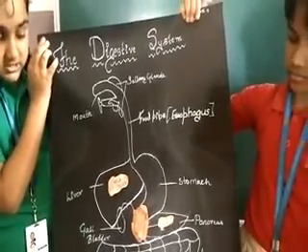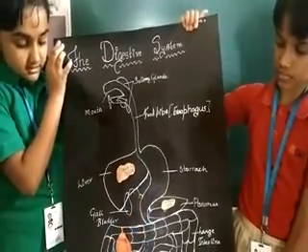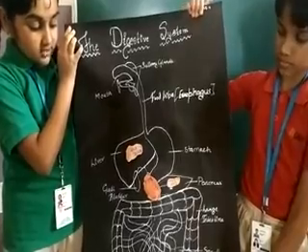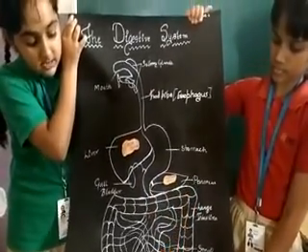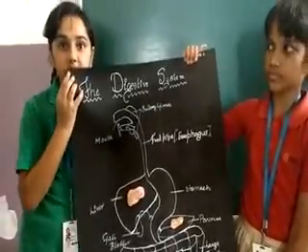Then the nutrients which are necessary for our body enter the small intestine, whereas the waste material not necessary for our body enters the large intestine and comes out through the anus. Thank you.